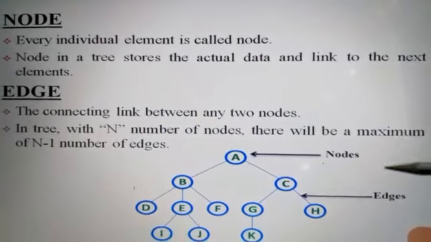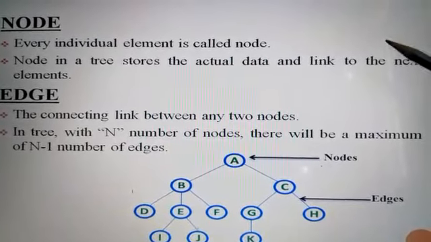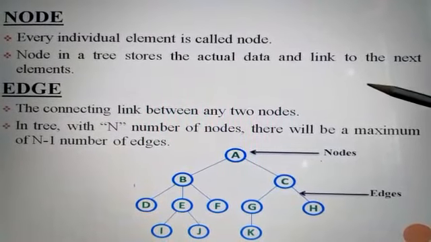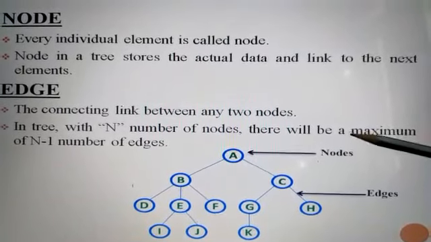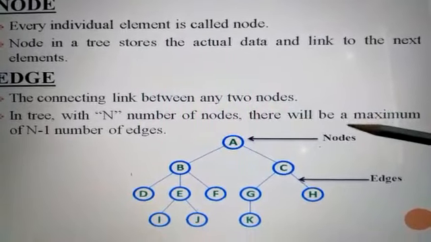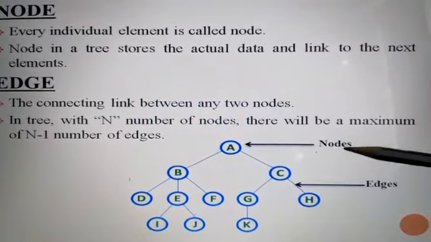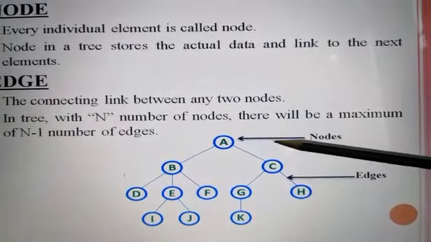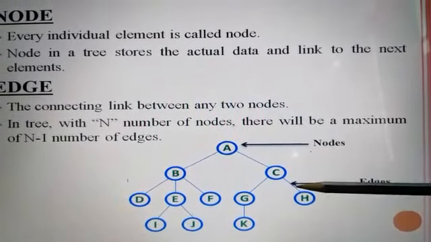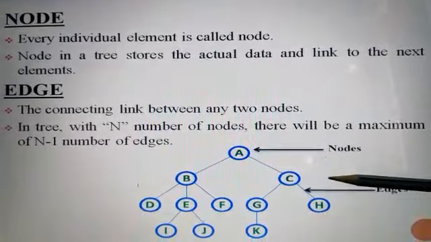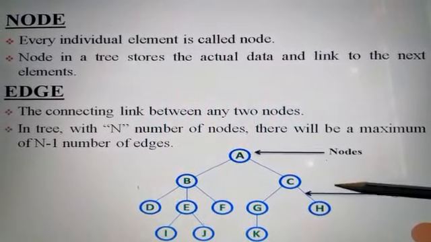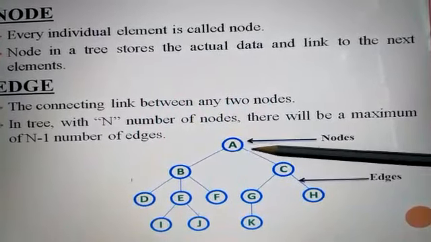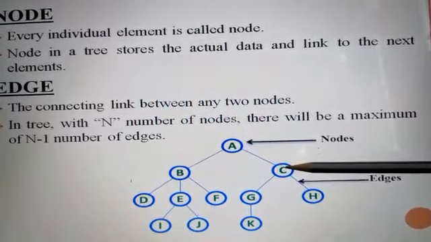Next, nodes and edges. Nodes are used to store the actual data and provide the link to the next element. Nodes are represented by the circle. Then edges act as a communicating link between nodes. If there are n number of nodes, there must be n minus 1 number of edges. Here there are 11 nodes, so we should have 10 edges. So n is equal to 11, then n minus 1 is equal to 11 minus 1, that is 10. Here the nodes are represented by the circle and edges are represented by the line or arrow.